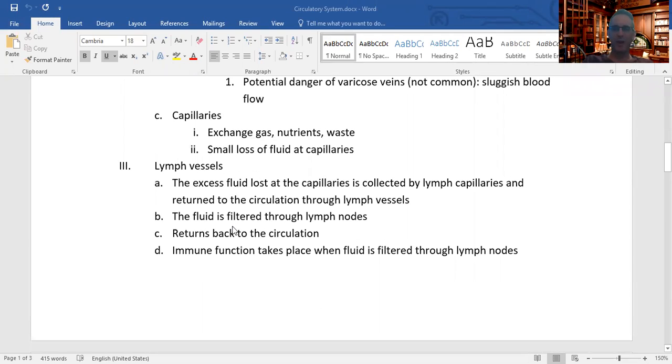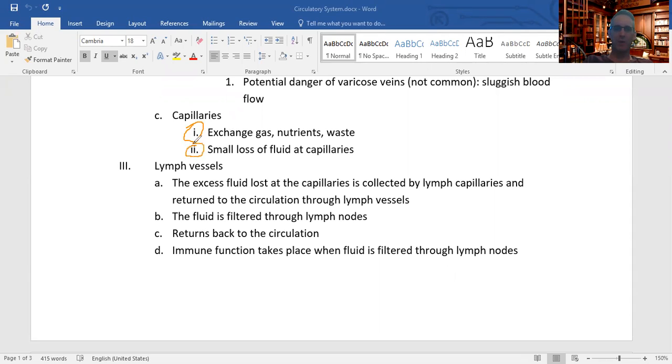Capillaries are found between arteries and veins, and even when I say arteries, they actually start really big and get really small, and then the veins, after the blood goes to the capillaries, start really small and get really big on the way back to the heart. Well, the important function of the capillaries is that they exchange gas, nutrients, and waste.